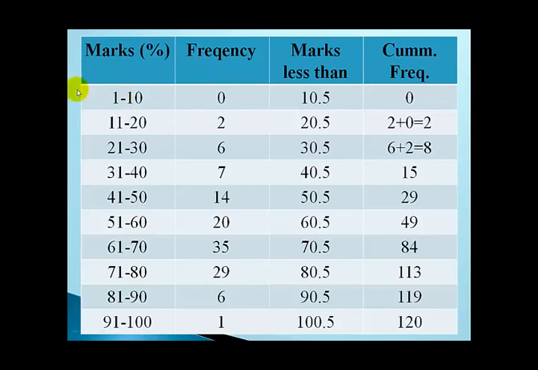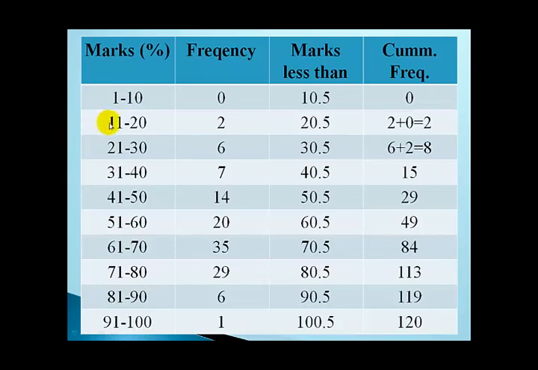Now, let's consider the interval from 1 to 10. The lower limit is 1 and the upper limit is 10. The next interval, the lower limit is 11 and the upper limit is 20. Now let's consider these two intervals. The upper limit of the first interval is 10 and the lower limit of the next interval is 11. So the difference between the upper limit of the interval and the lower limit of the next interval, divided by 2, will give us the 0.5.